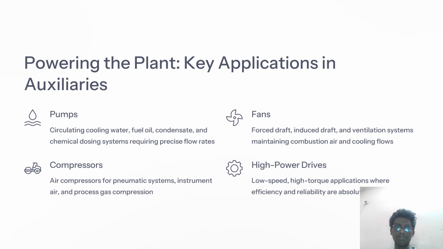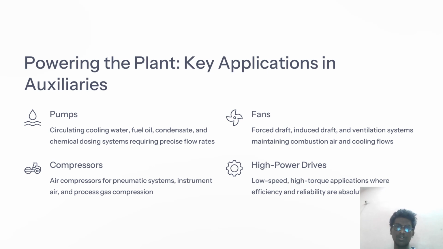Powering the plant. Key applications in auxiliaries: pumps, fans, compressors, high power drives. Pumps: circulating cooling water, fuel oil, condensate, and chemical dosing systems requiring precise flow rate. Fans: forced draft, induced draft, and ventilation systems maintaining combustion air and cooling flows. Compressors: air compressors, pneumatic systems, instrument air, and process gas compression. High power drives: low speed, high torque applications where efficiency and reliability are absolute.